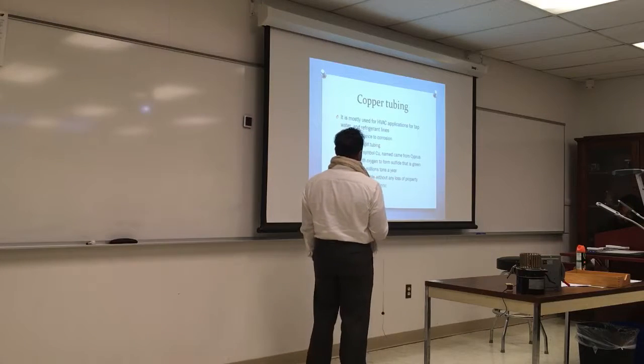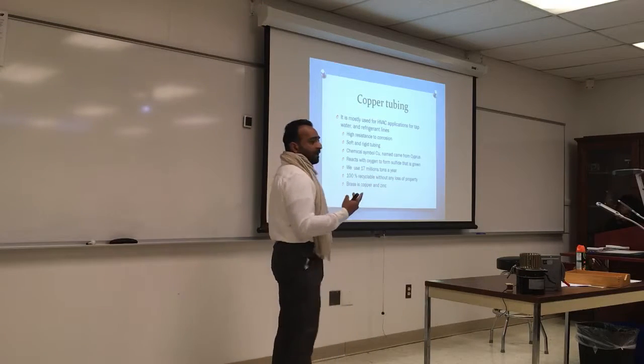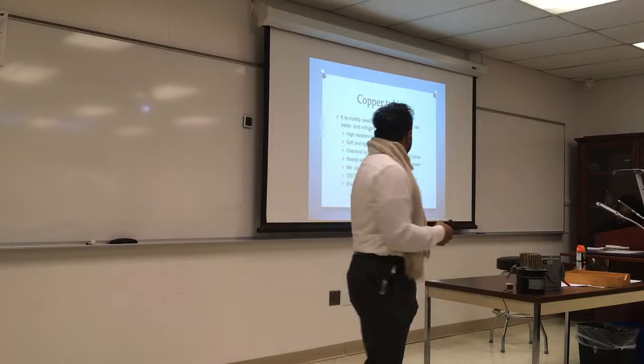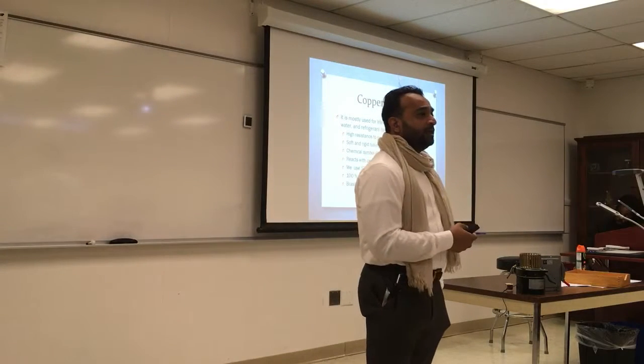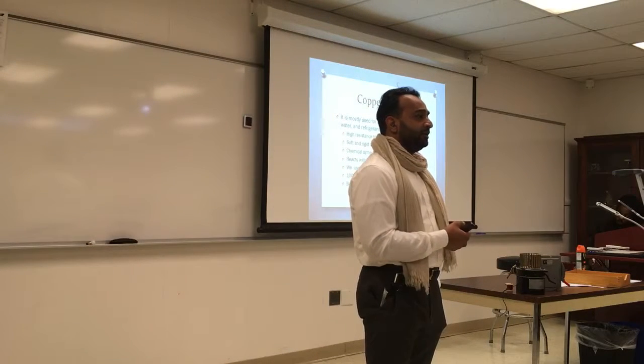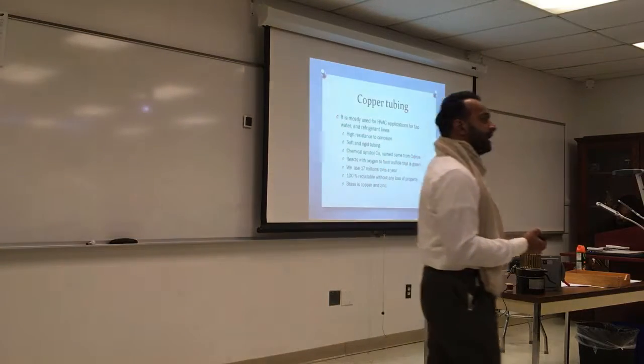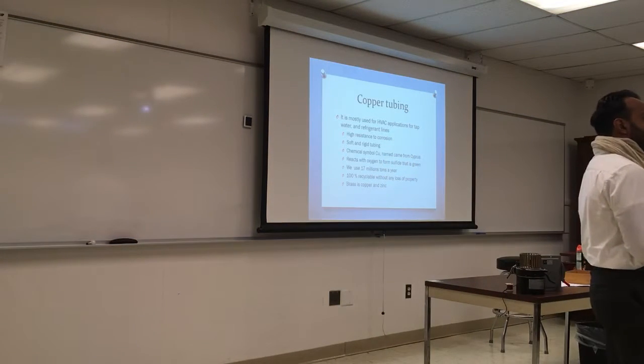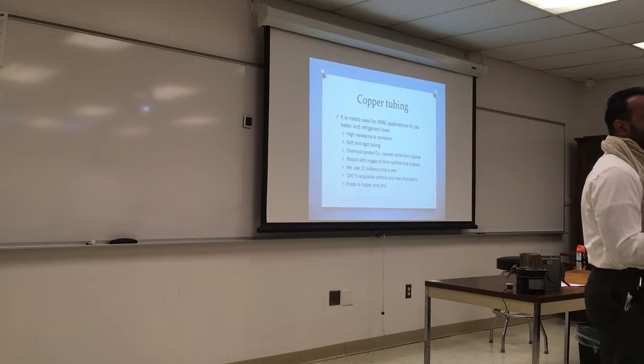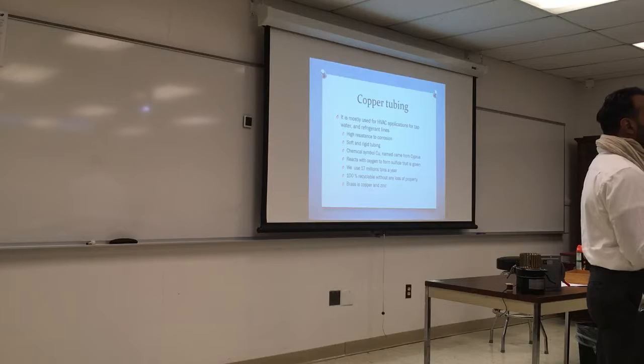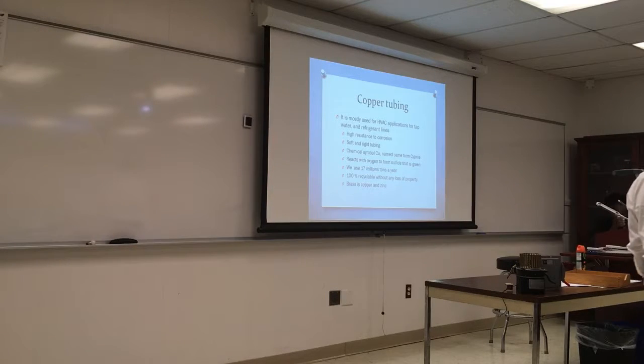It has high resistance to corrosion. There are two types, either soft or rigid. And copper by itself is a very soft material. And to make it more rigid, we add some other material to it, usually zinc or nickel or cobalt.